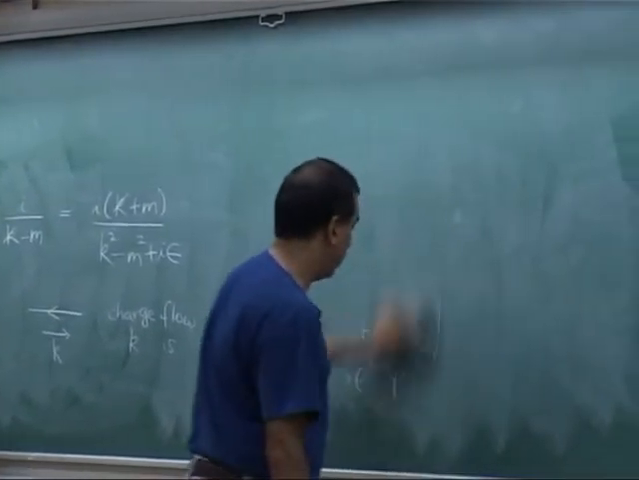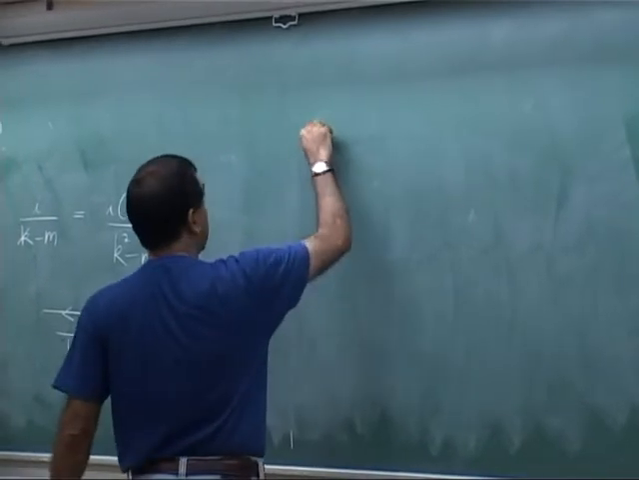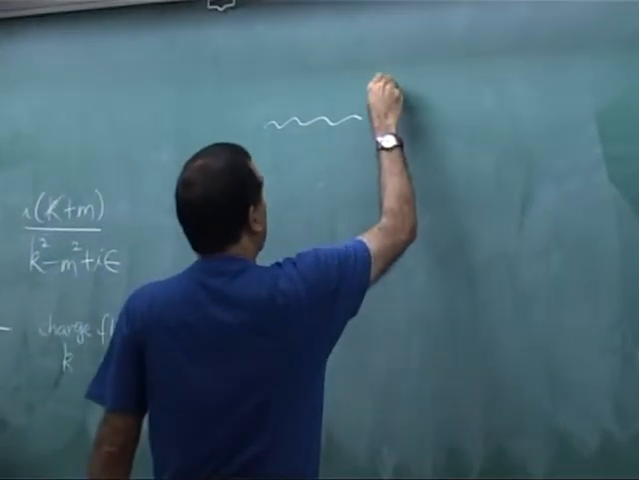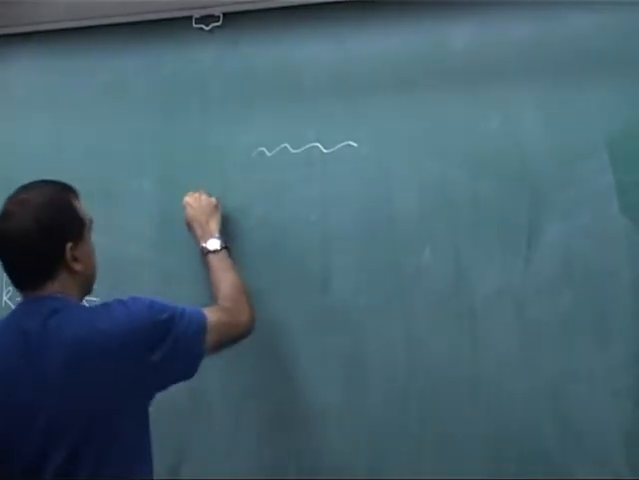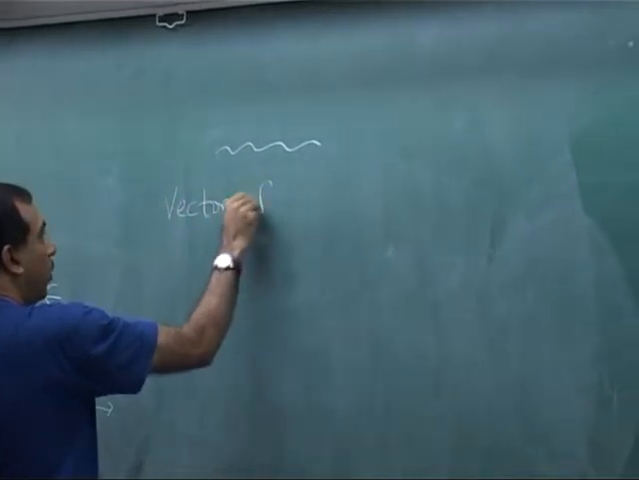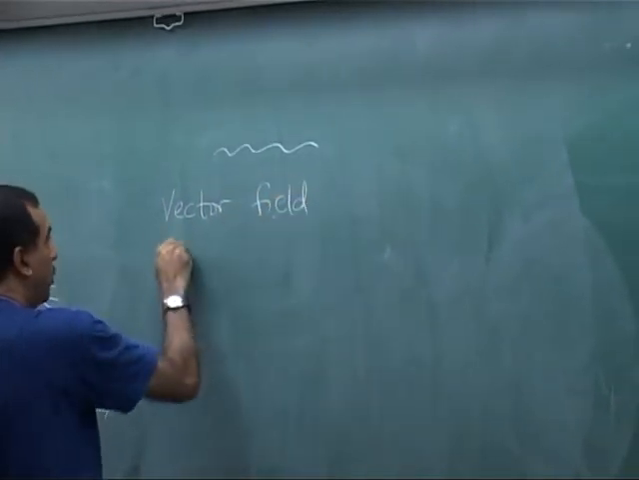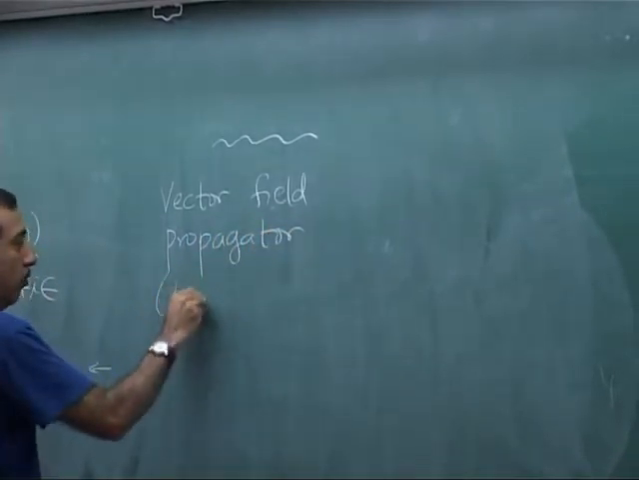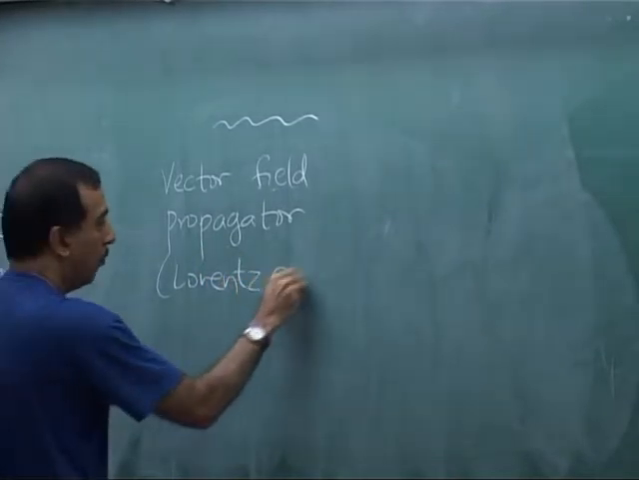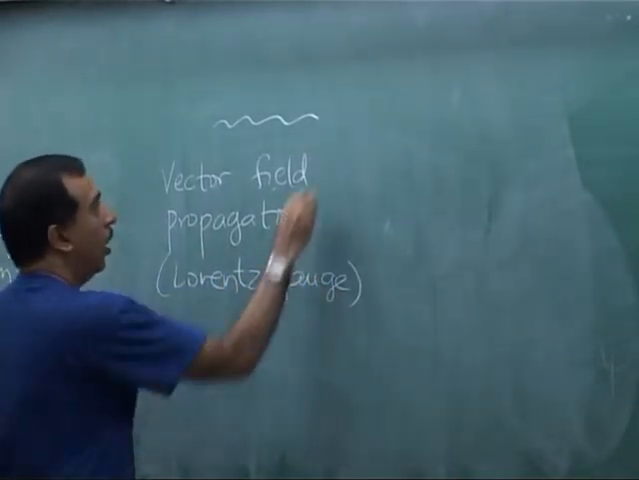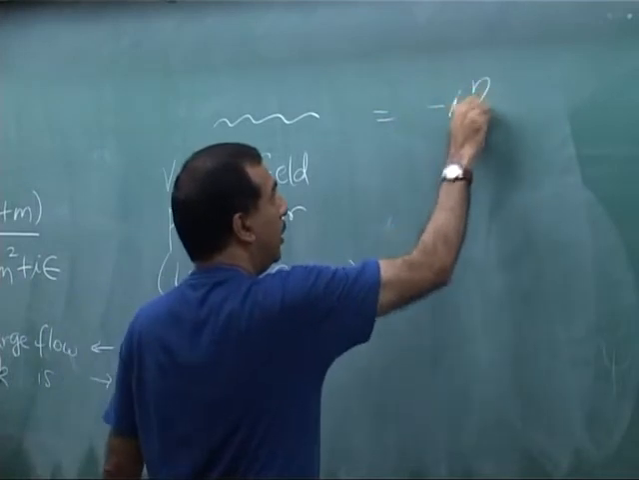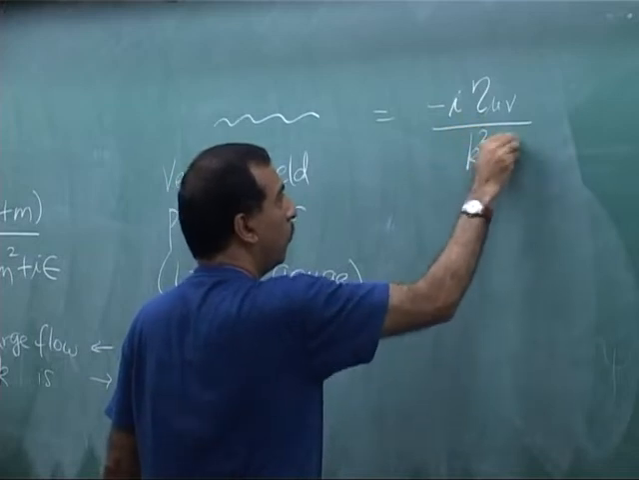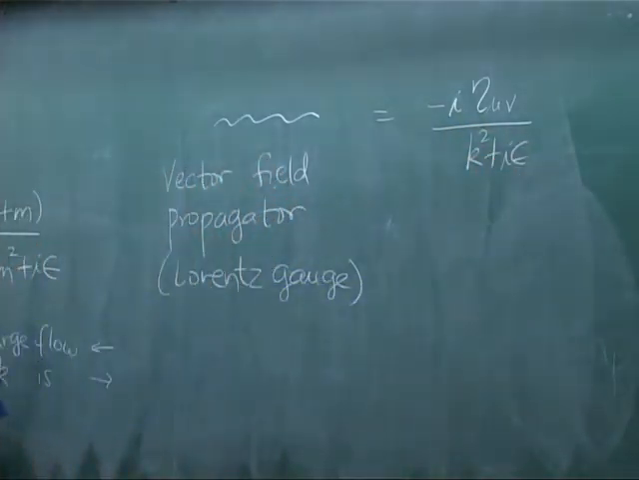For the vector field, we need to choose a gauge. So for the calculation we are doing today, Lorentz gauge will be fine. And in that case, this is the vector field propagator in Lorentz gauge. And it is minus i eta mu nu upon... So that's it.